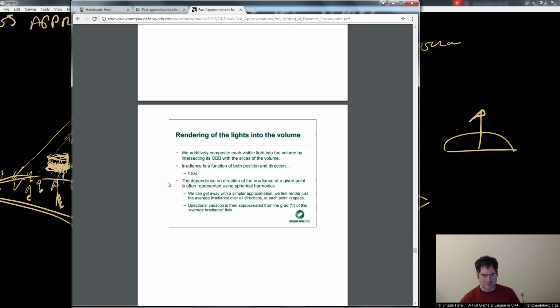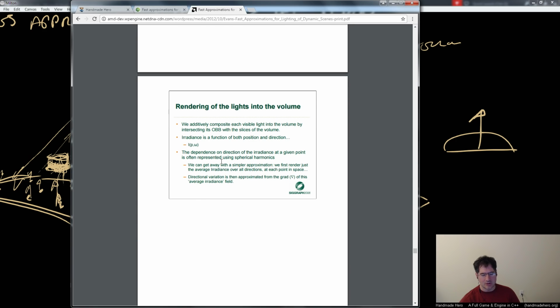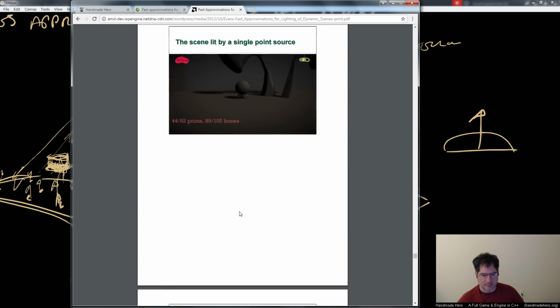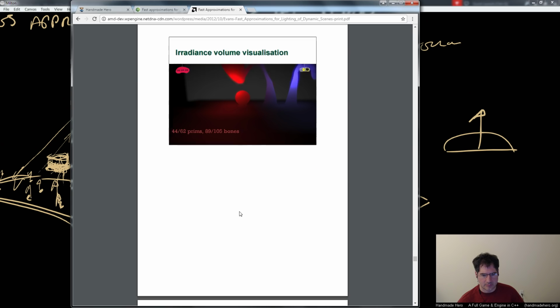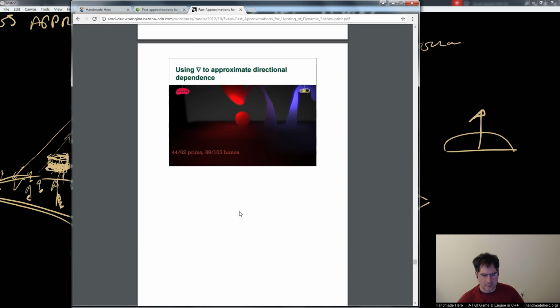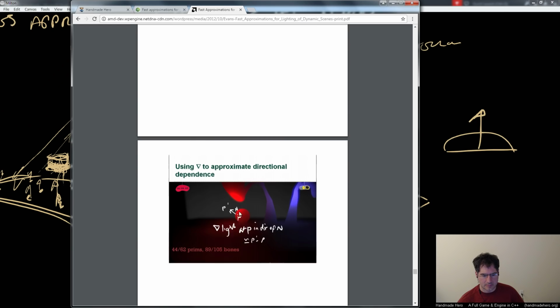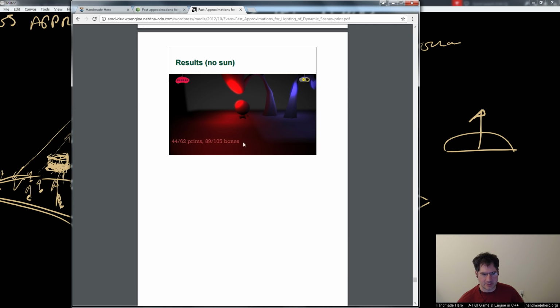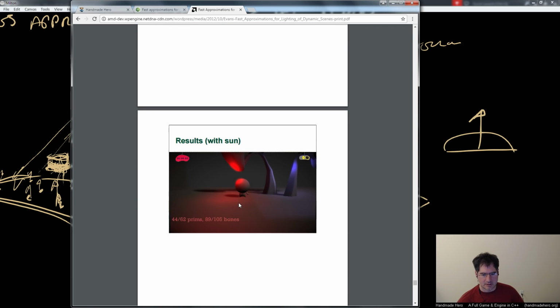Depends on the direction of the irradiance at a given point, often represented using spherical harmonics. Okay, so we could get into something like that. It looks like they did something even simpler, which is not even spherical harmonics. They just have a basic idea of the light contribution. Let's see here. This is just figuring out how they're actually using the gradient, but that's a little bit more specific.